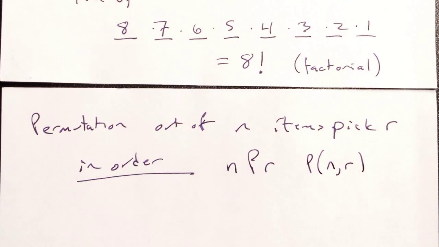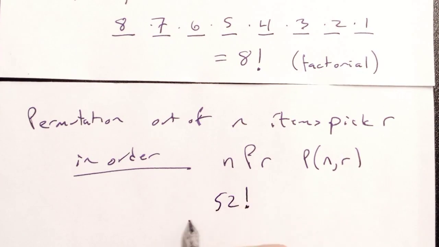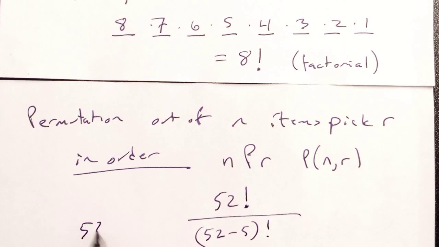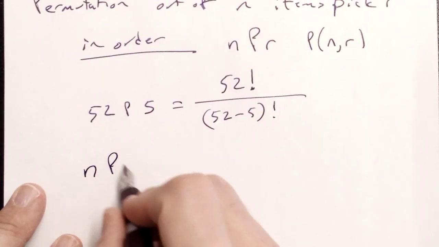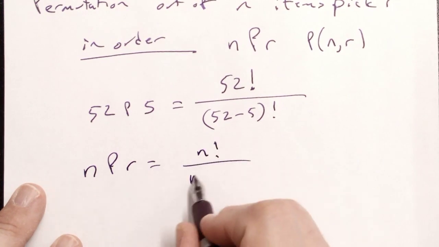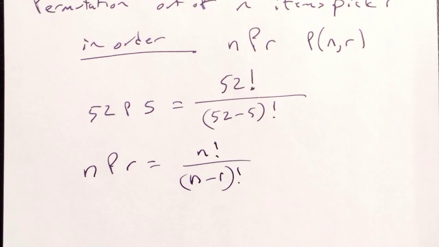I have 52 cards. If I only care about the first 5, then I can ignore all the rest of them after that. What's 52 minus 5? So I could say take the 52 orders and throw out the 47 that don't matter to me. This is 52P5. In general, our nPr is n factorial over n minus r factorial. These are ordered arrangements.